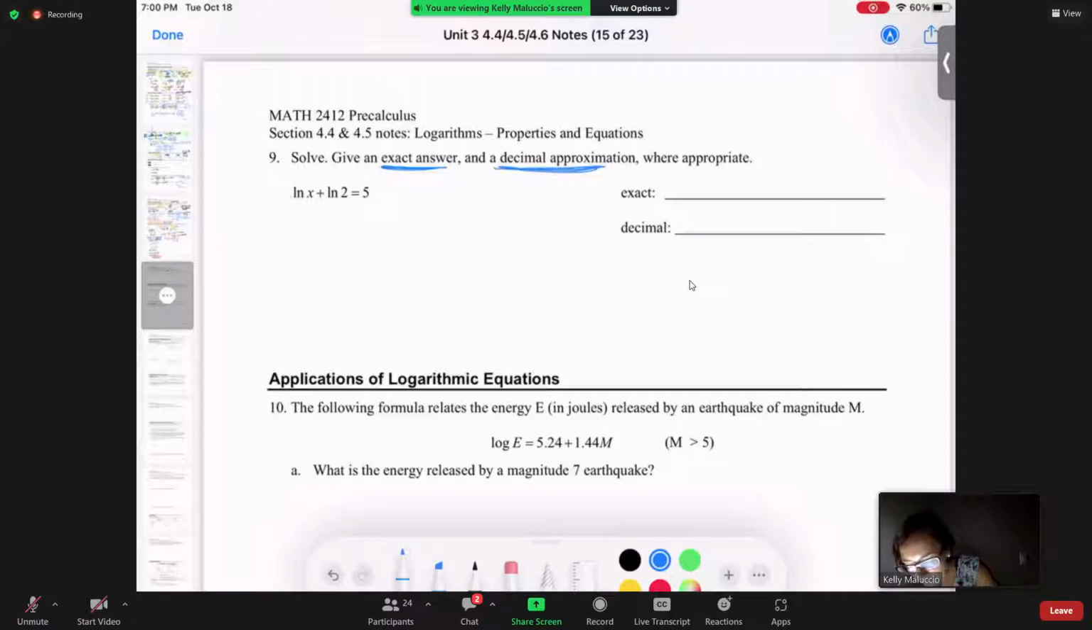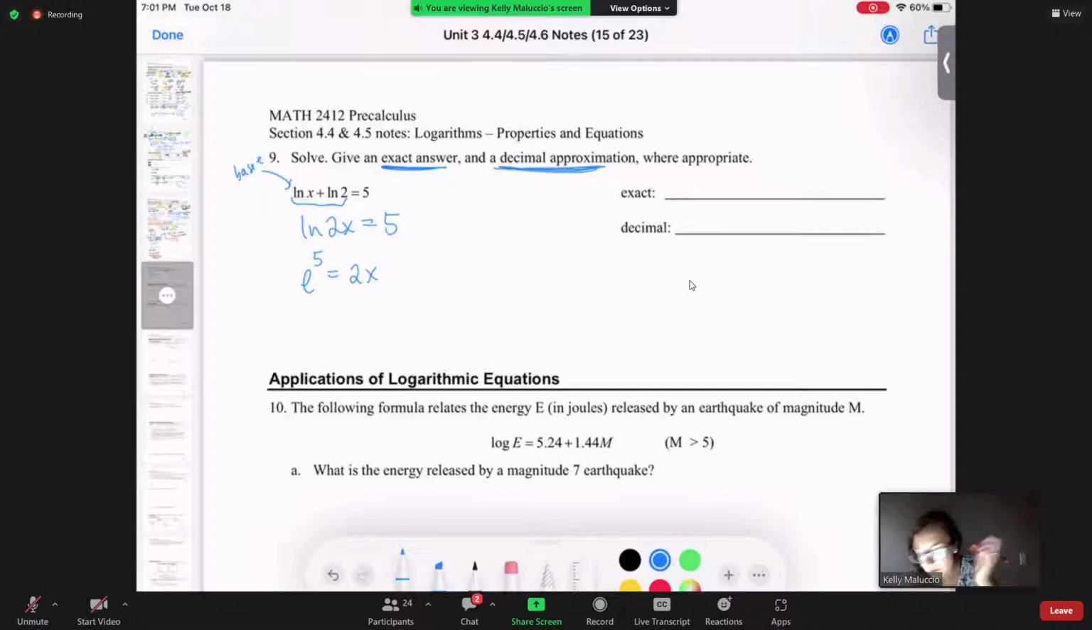So my good old ln, my favorite. ln of x plus ln of 2 combines to be ln of 2x, because we can multiply, and then it equals 5. Okay. So we rewrite this as an exponential. Remember, ln is base e. So I get e to the 5th equals 2x. And then I want x by itself.